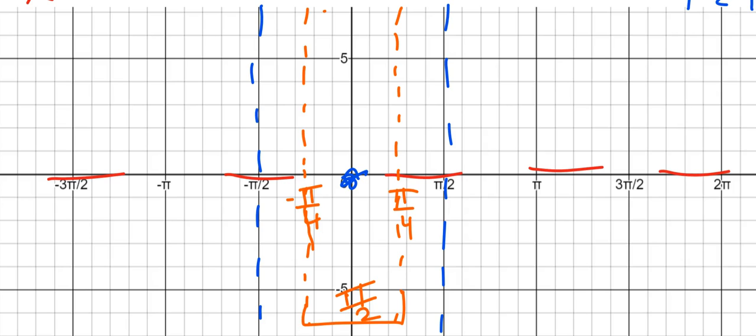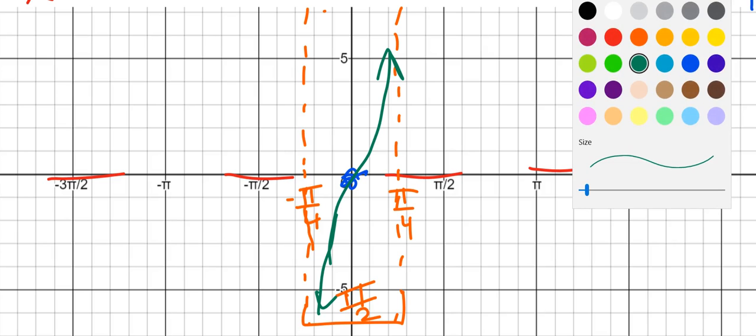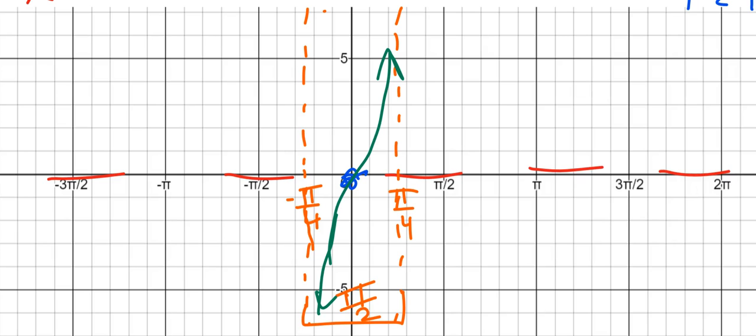So, let me get rid of the blue ones. Slowly, step by step. Okay, so we have to have our tangent function inside here. And then how far to the right should I go to find another one?